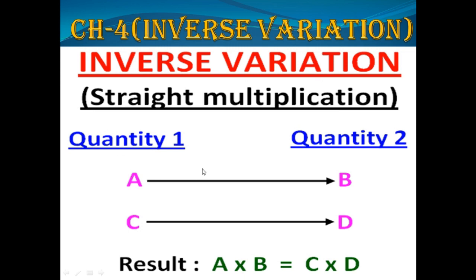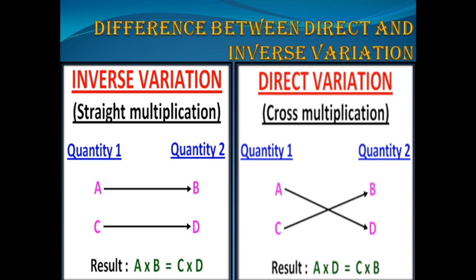In inverse variation, we will multiply A with B and multiply C with D. Let me show you the difference between direct and inverse variation. Here, if you notice, I have given two pictures. One is of inverse variation and the second is of direct variation. Two quantities are given in this, and two quantities are given in direct variation.